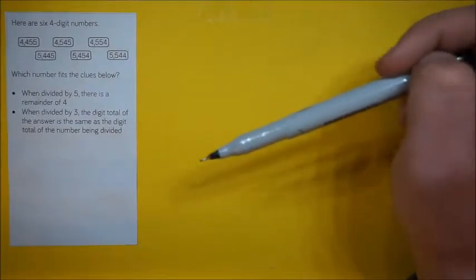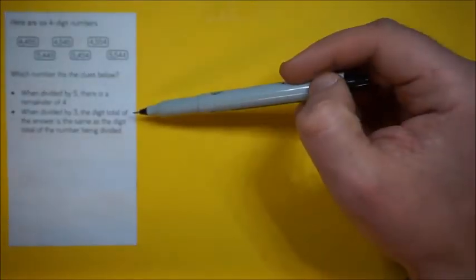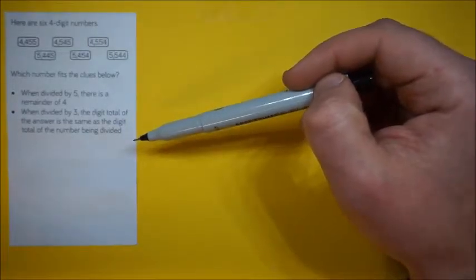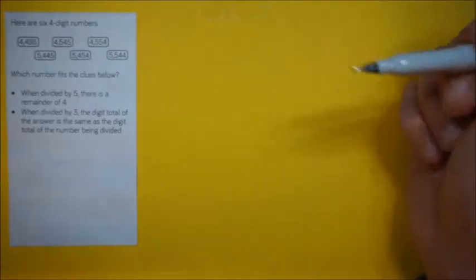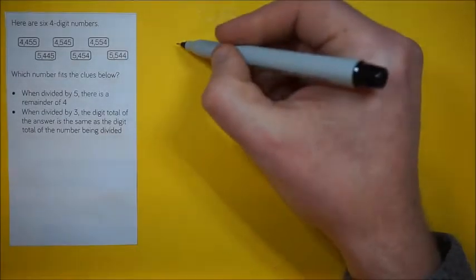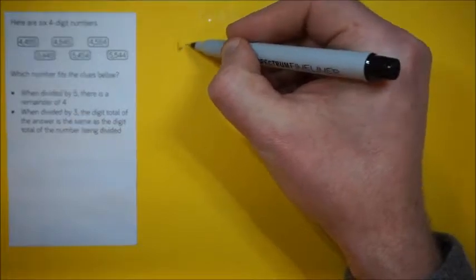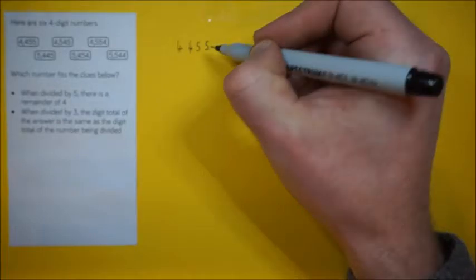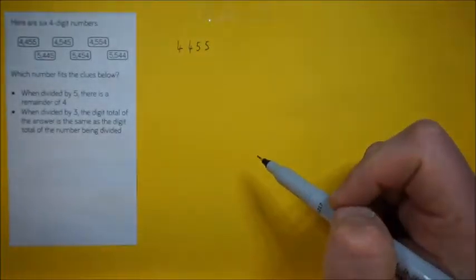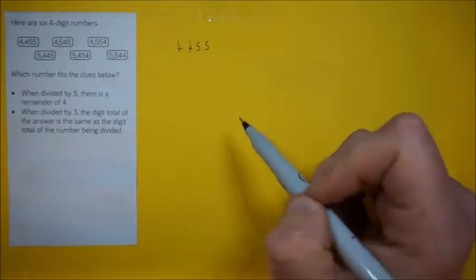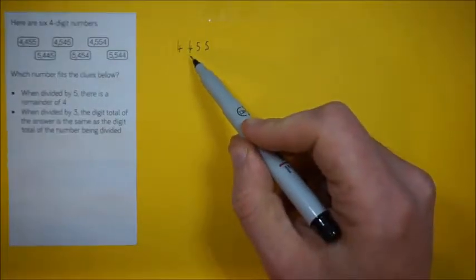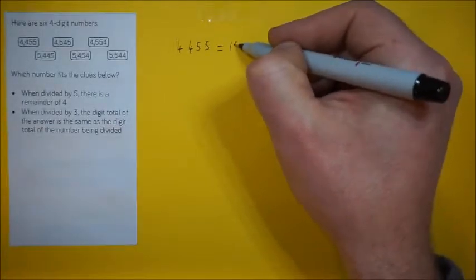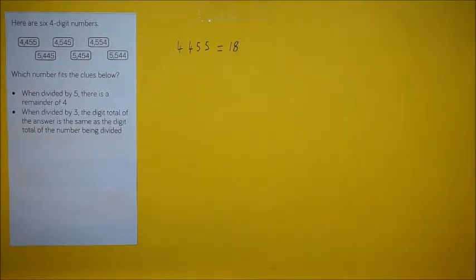When divided by 5, there is a remainder of 4. When divided by 3, the digit total of the answer is the same as the digit total of the number being divided. Now, when we think about digit totals, what we're asking is, if you take each of the digits, so for example, we take our first number, and add them all together, what is their total? So for example, this one would be 5 and 5, which is 10, plus 4, 14, plus another 4 is 18. So the digit total for this number is 18. Good luck.